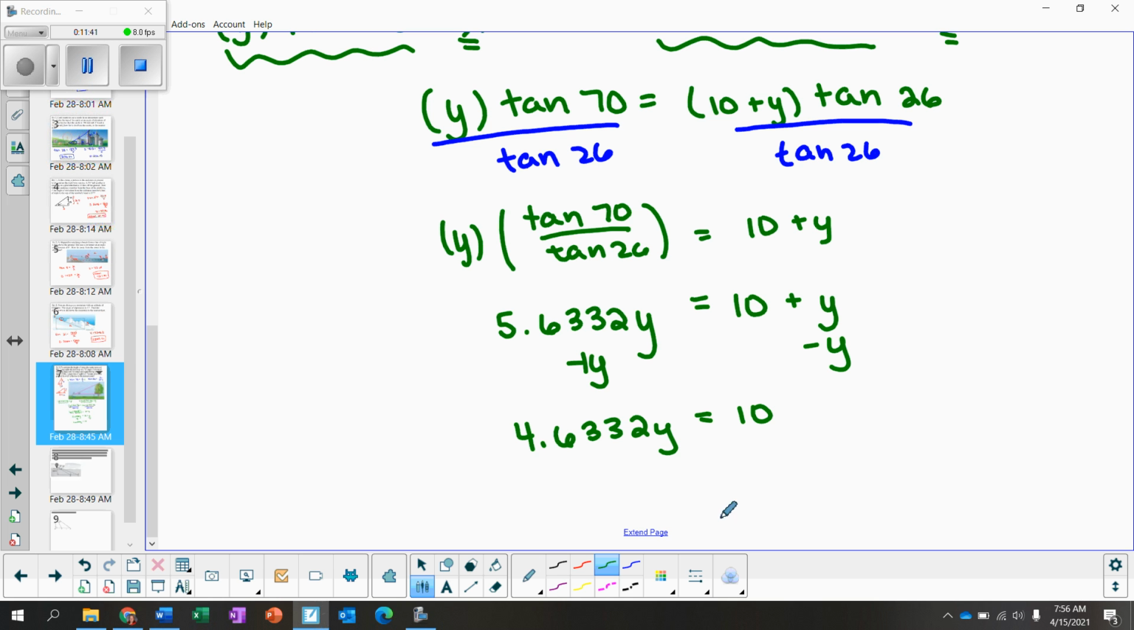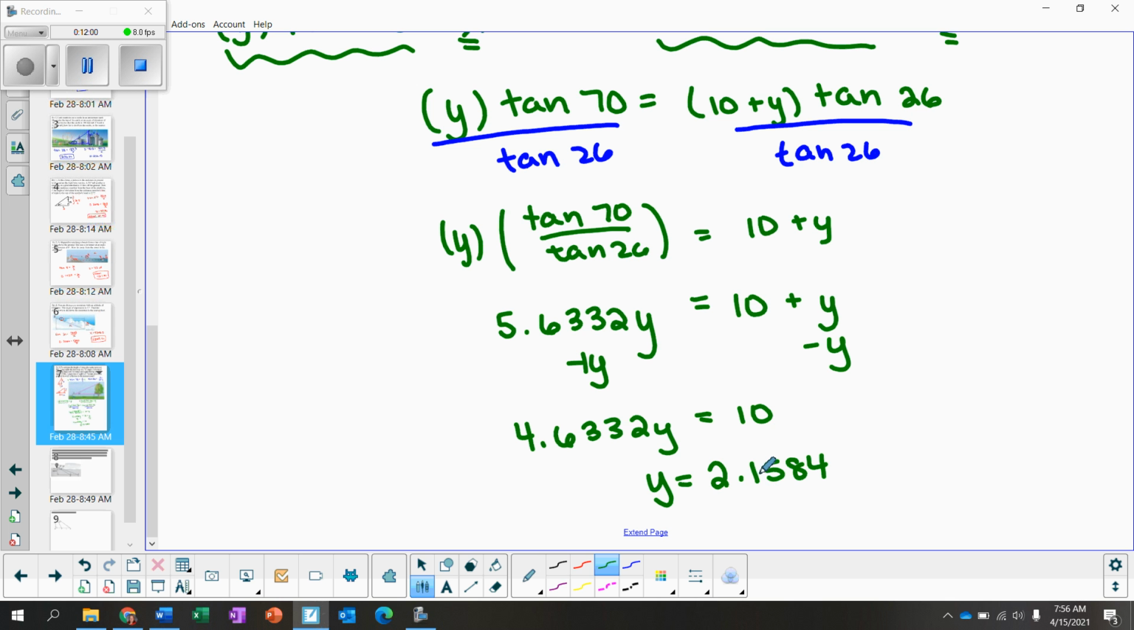And now I want to get y alone, so I'm going to divide by this number on both sides. So I'm going to do 10 divided by the answer that's already in my calculator. So 10 divided by this number is going to give me 2.1584.